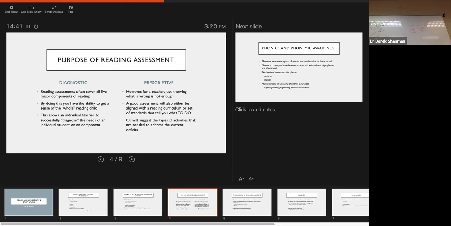So if a diagnostic test is telling us what is wrong or what is missing, and a prescriptive assessment is telling us where to go next, is one or the other more akin or lends itself more to formative or summative assessment? What do you guys think? Diagnostic seems a lot more like formative assessment. Diagnostic seems like formative. So how so?